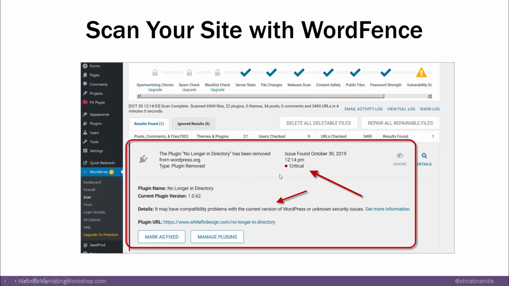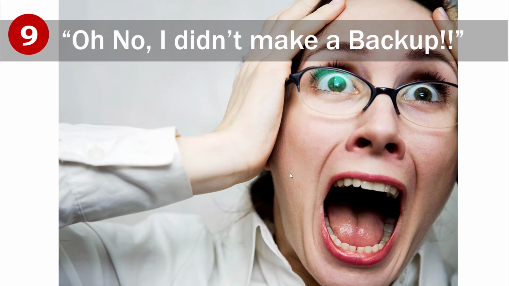And then this one is critical. Not only does it appear to be abandoned, it has been removed because it has a critical error. So you run this, you scan it, maybe you do it once a week, you find outdated stuff, and then you can remove it and use something else. All right, so number 9.